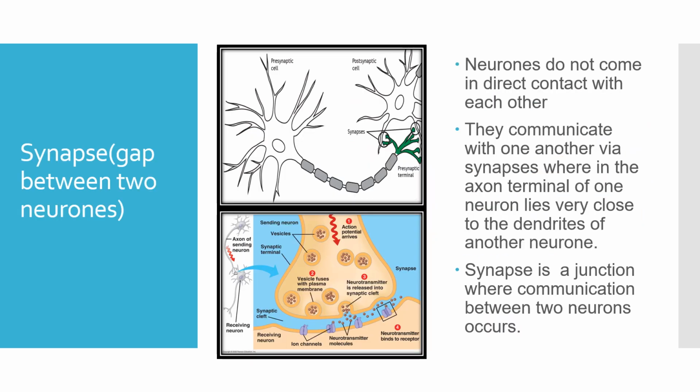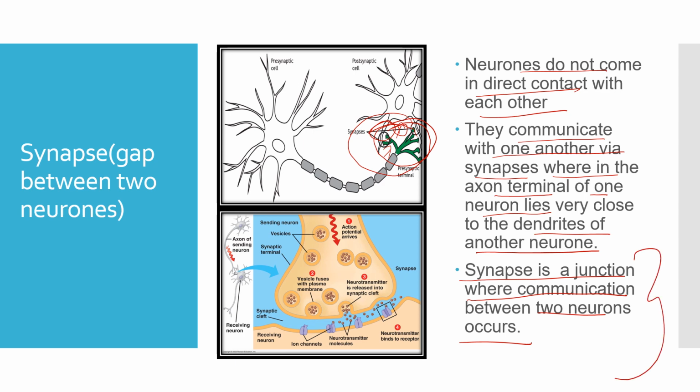Now, the gap between two neurons is called a synapse. Neurons do not come in direct contact with each other. There is a gap, called the synapse, and they communicate with each other via the synapses, where the axon terminal of one neuron lies close to the dendrites of another neuron. So the signals are transmitted from the axon terminal of one neuron to the dendrite of the next neuron. So how is it happening? Synapse is a junction where the communication of two neurons occurs.